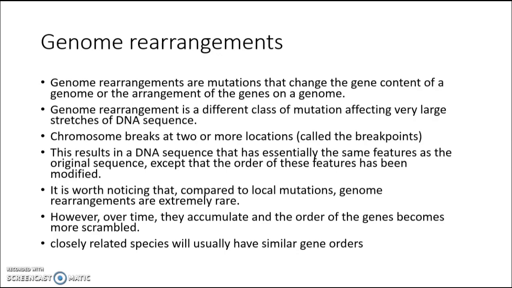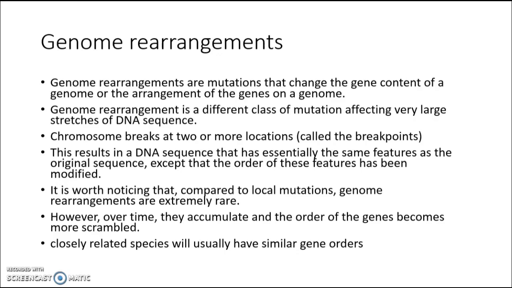It is worth noticing that compared to the local mutation, the genome rearrangements are extremely rare. However, over time they accumulate and the order of the genes become scrambled. The closely related species usually have the similar gene order. Genes are stretches of DNA sequence that are responsible for encoding protein. Each gene has its own orientation, depending on which it is supposed to be read. Thus, a chromosome can be said as an ordered set of oriented genes.